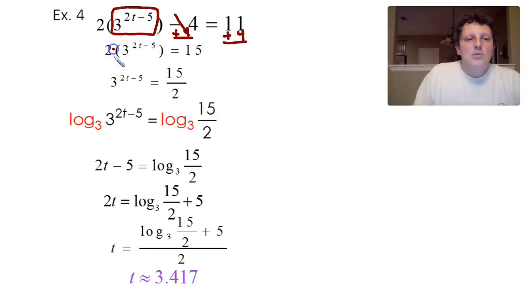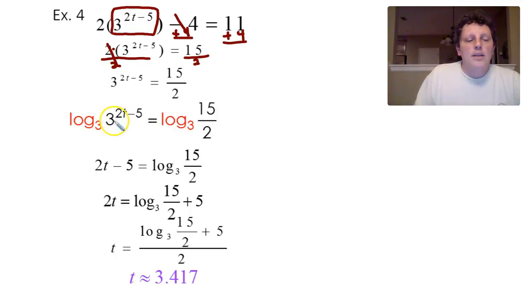Well, this is like saying 2 times everything in the parentheses. I can always undo multiplication by division. That's exactly what I've done here to get 15 over 2. Now I'm stuck. So I'm going to do that process that I mentioned earlier. I noticed that this exponent has a base of 3, so I'm going to take log base 3 on both sides of the equal sign.